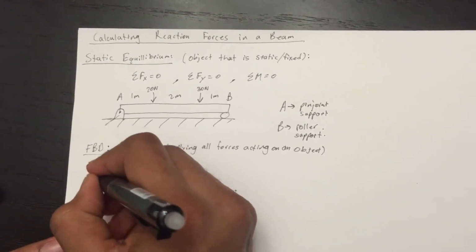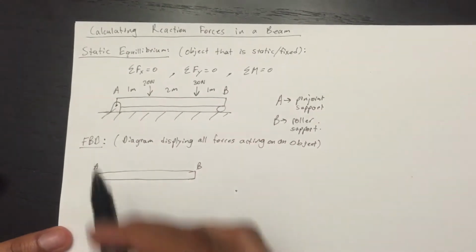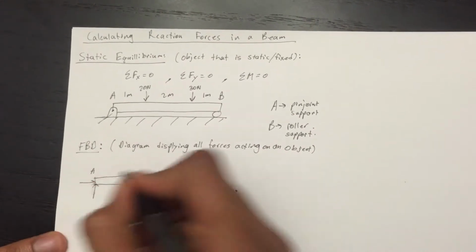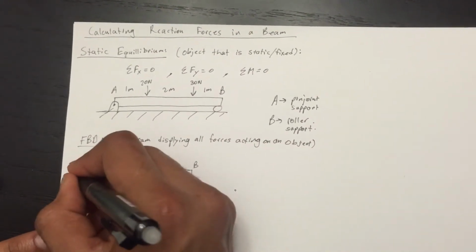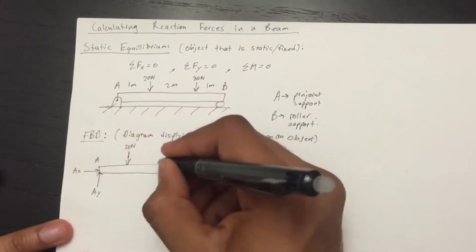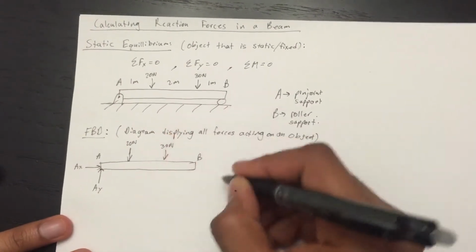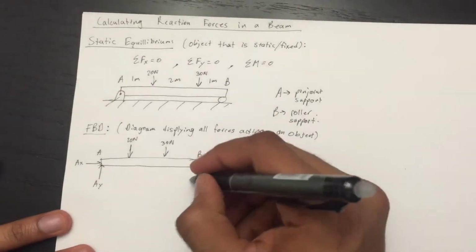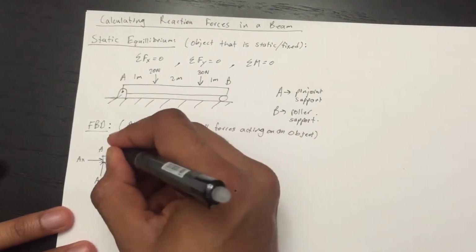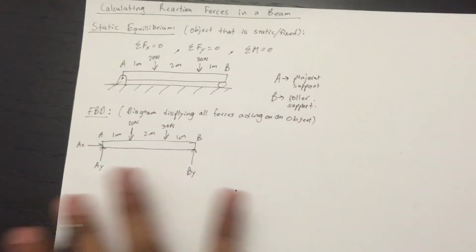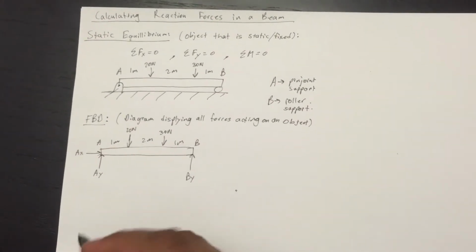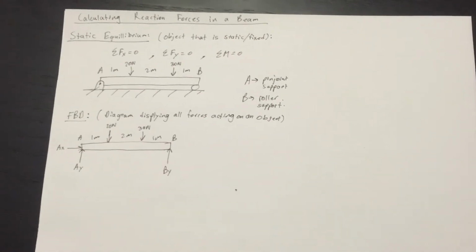Okay, we have A and we have B. At A, it's a pin joint, so we know that there's going to be a force in the y direction and the x direction. We'll call these AY, AX. We know there's 20 newtons over here, and 30 newtons over here. And B is a roller, that's why there's only going to be a vertical force, BY. We know this is 1 meter, 2 meters, 1 meter. Now that we know all our forces, let's apply the static equilibrium equations to find the reaction forces in this beam, which would be AX, AY, BY.